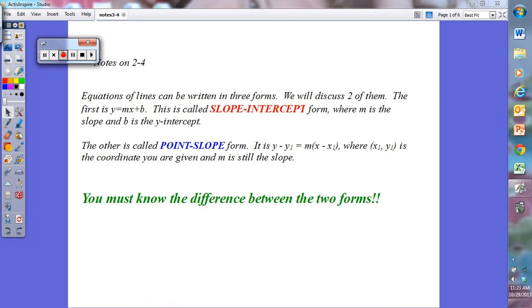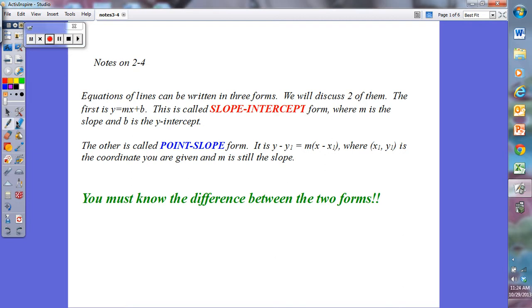Okay guys, these are your notes on 2-4 writing equations of lines. It's really important that you know the difference between slope-intercept form, which is y equals mx plus b, and point-slope form, which is y minus y1 equals m times x minus x1. A lot of questions will say write your answer in slope-intercept form or write your answer in point-slope form.